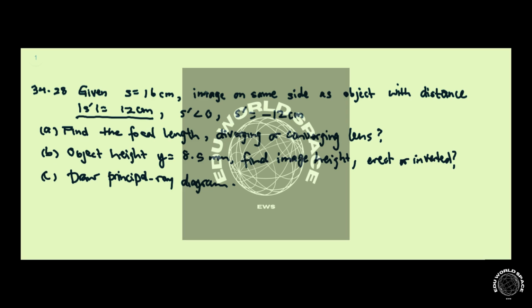Because if S prime is on the same side as the object, that means it is on the side of the lens from which the light is incoming. And if S prime is on the side of the incoming light, then it is negative. If it's on the side of the outgoing light, then it's positive. This was the sign convention that was set up earlier in the chapter. So let's move on to solve part A.